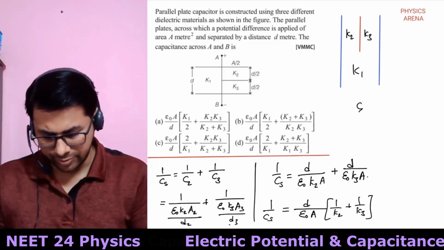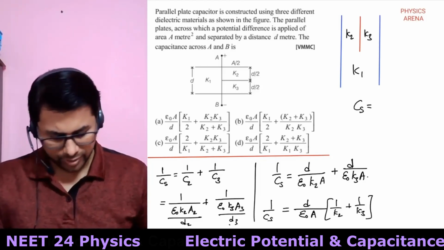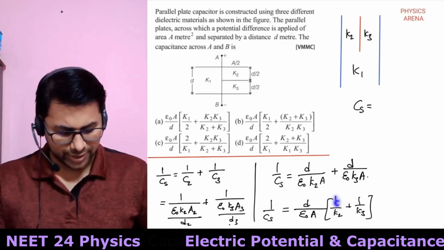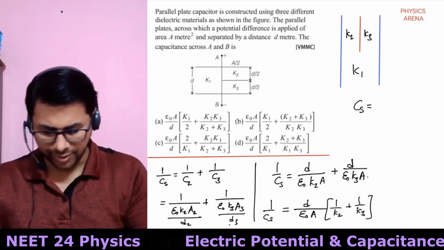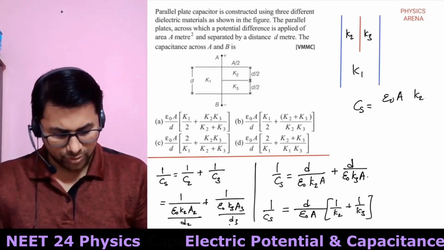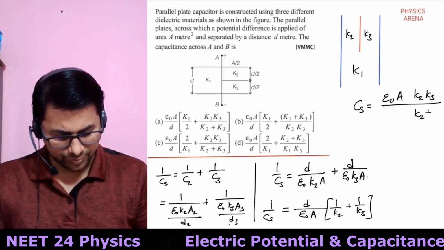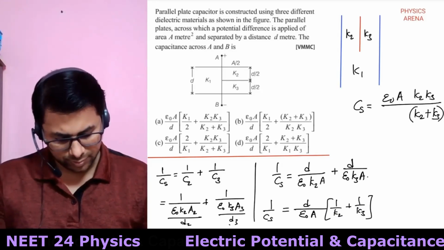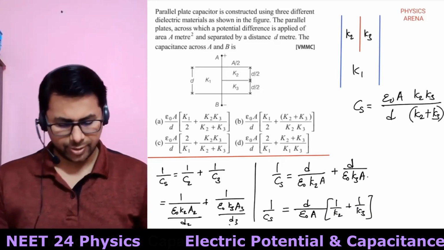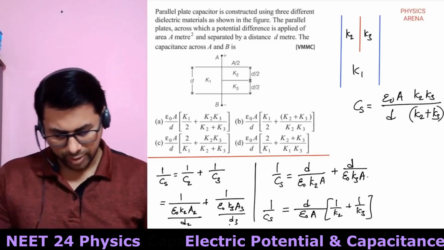So CS will be equal to, what? This thing you can say is K2 plus K3 upon K2 K3. Take the reciprocal, it will be epsilon naught A times K2 K3 divided by K2 plus K3 and D. So you got CS. Okay, what about this thing?